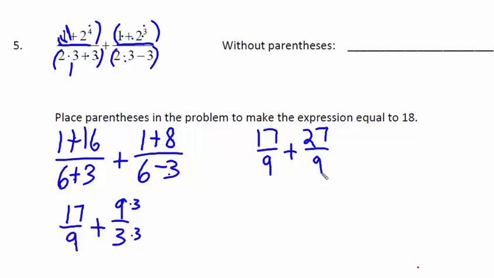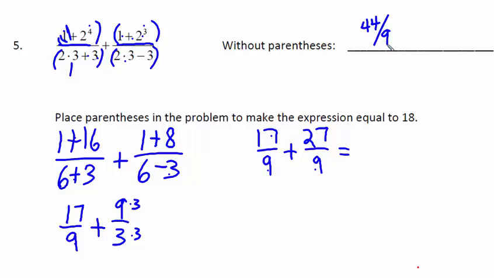Now that we've got a common denominator, we simply add those numerators, which is 44. And the common denominator of 9 can just stay. So 44 ninths is a perfectly acceptable answer. There's no way to really simplify that. If you want to write it as a mixed number or whatever, that's fine. There's nothing wrong with leaving it as 44 over 9.